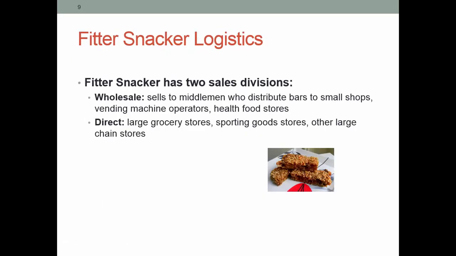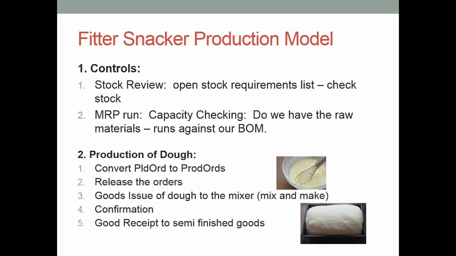Fitter Snacker Logistics: there are two sales divisions. One is wholesale and one is direct. The wholesale, of course, sells to the middleman who distributes the bars to all the different small shops and vendors and so on, whereas direct is the larger grocery stores that we have, the sporting goods stores, and other large chains.